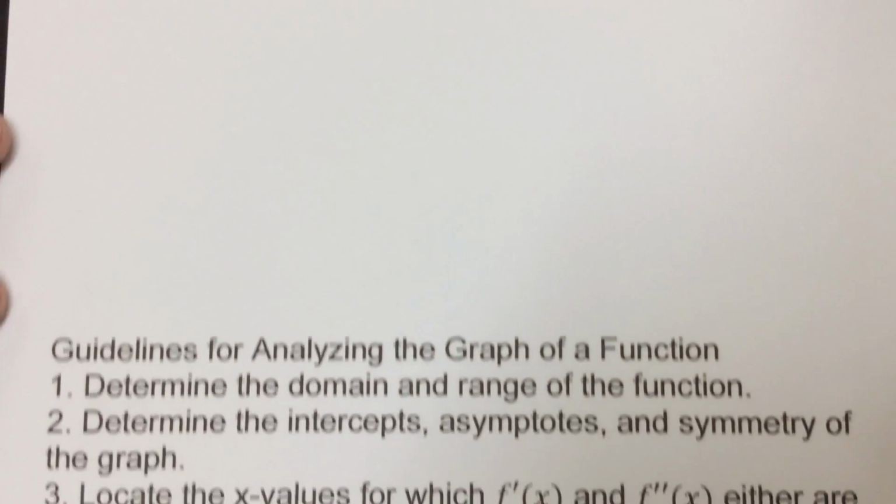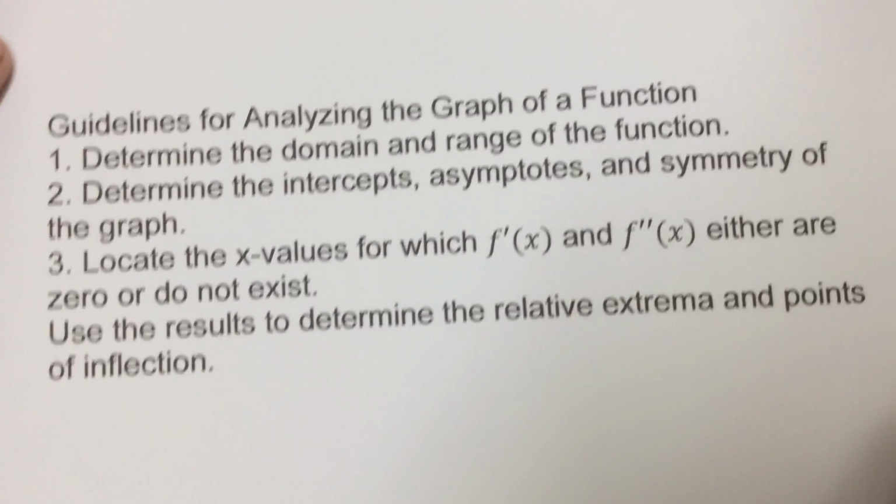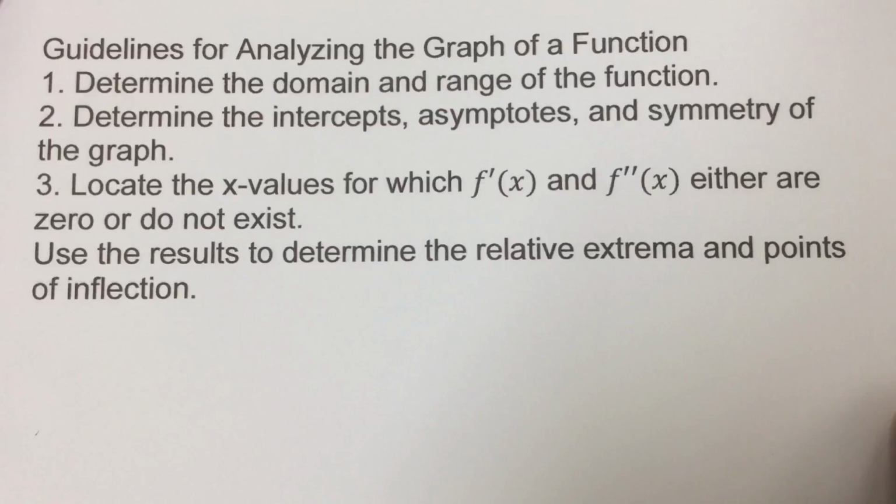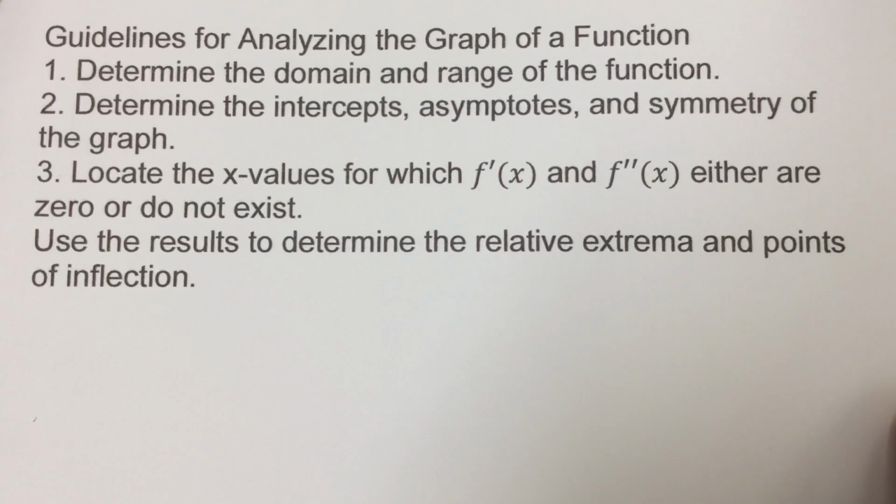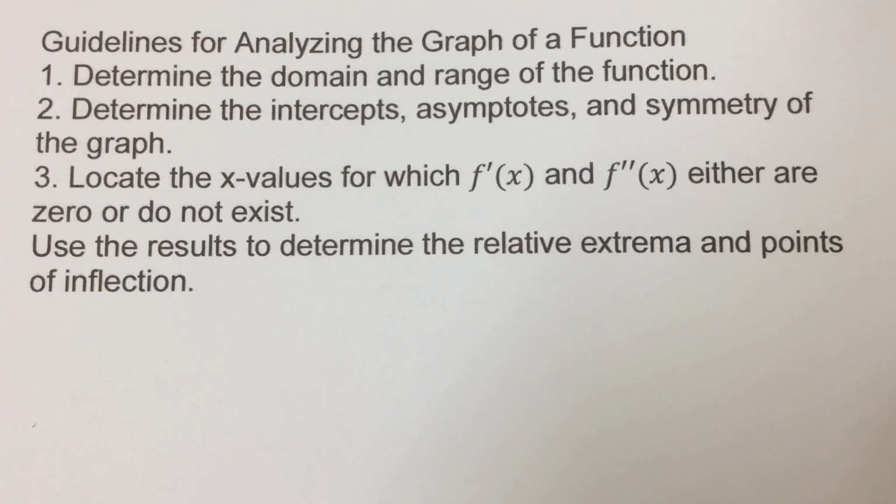This lesson's putting it all together, everything that we've done throughout the entire chapter into one thing here, and really finding everything we need to know about graphs. So, guidelines to analyze the graph of a function. First determine the domain and range of the function. Then you're going to find the intercepts, the asymptotes, and the symmetry of the graph. Locate the x values at which f'(x) and f''(x) are 0 or do not exist. And then use the results to determine the relative extrema and points of inflection.